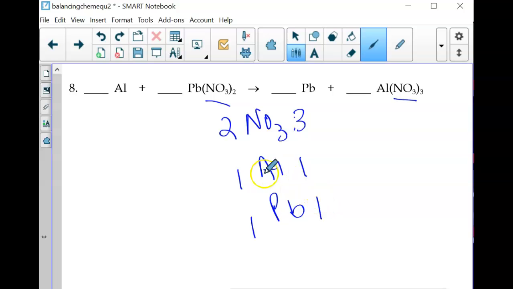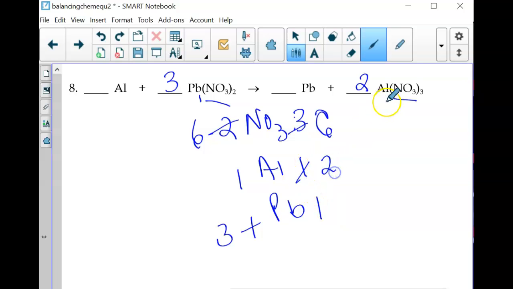So nitrate has 2 and 3. I've got to get both to a 6. So I'm going to put a 3 on the left in front of where the nitrate group is, but it impacts 2 things. It makes nitrate go to 6, 3 times 2 is 6. But it makes lead also go to 3, because the 3 impacts the lead too. So to get 6 nitrates on the right, I'm going to put a 2 in front, which makes my nitrates go to 6, 2 times 3 is 6. But it also makes my aluminums go to 2, because the 2 impacts aluminum when it's in front of it.